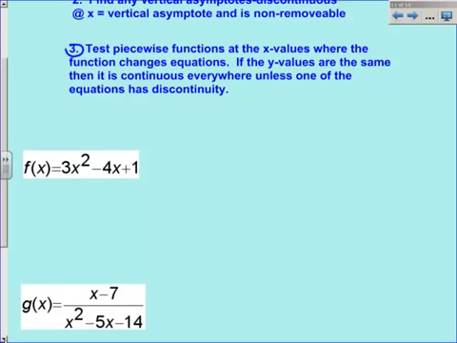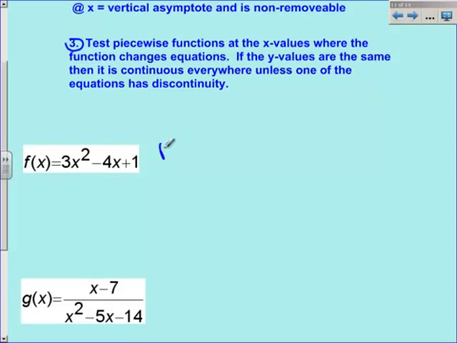So let's go through here. Is this function continuous? Yes, it's a polynomial. It's continuous everywhere. So I don't have to check anything. That's all I have to say. It is a polynomial. It's continuous.